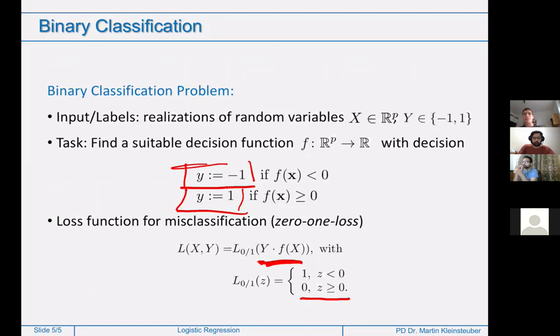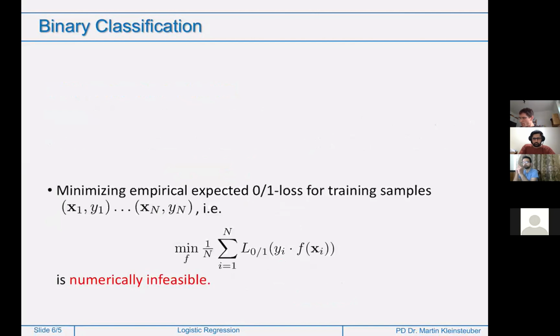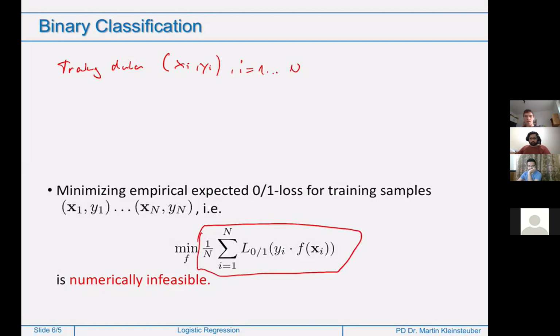So we have all the ingredients that we need for our classification problem. We define a class of functions, and then we have the loss function. We have training data, xi, yi, i from 1 to n, and this here is the empirical expectation of the loss function. We want to minimize over a function class f, and find the best function that minimizes the number of misclassifications. So far, so good.